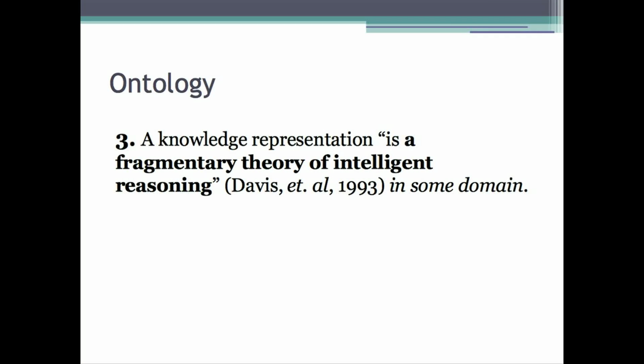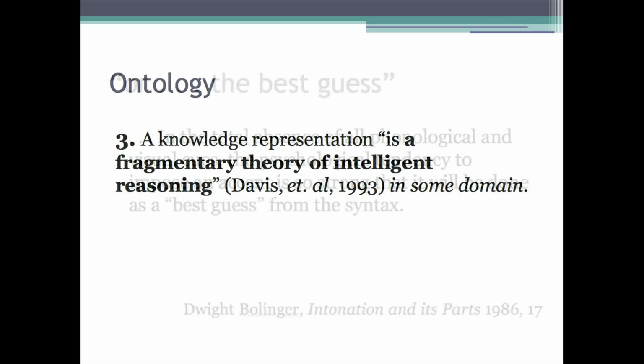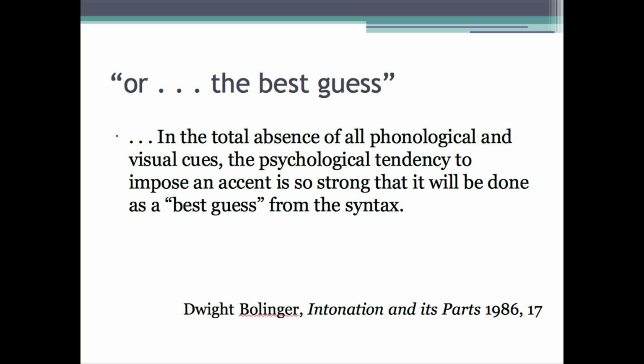The third aspect for Davis is a fragmentary theory of intelligent reasoning. In some sense, this is the best guess, and I like the way that Bollinger talks about how the sound of text is a best guess. When you're talking about text, he says, in the total absence of all phonological and visual cues, that means when you don't hear it and you're just looking at text, the psychological tendency to impose an accent is so strong that it would be done as a best guess from syntax.